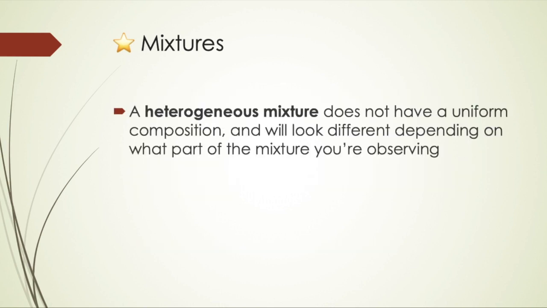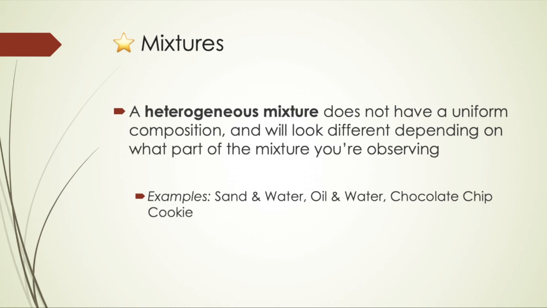The other type of mixture is called a heterogeneous mixture, and it does not have a uniform composition, so it's going to look different depending on what part of the mixture you are observing. And some examples are sand and water. They're not going to mix, you're going to see the two separately. Oil and water, and even a chocolate chip cookie.